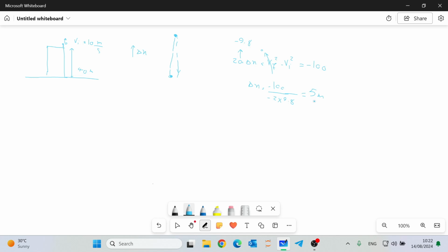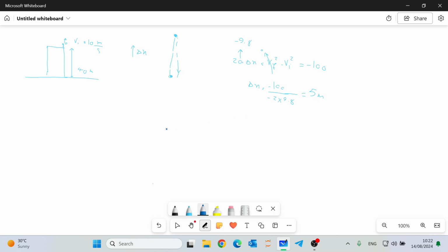5.1 actually, but let's neglect that point 1. So this is the height that my ball reaches.